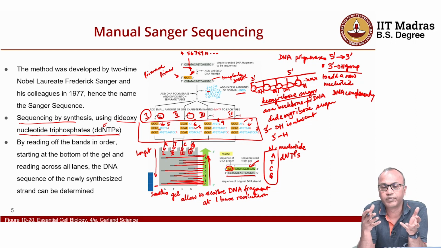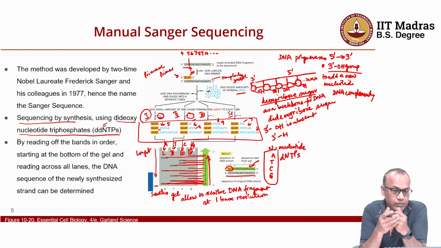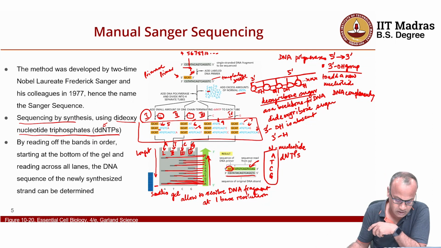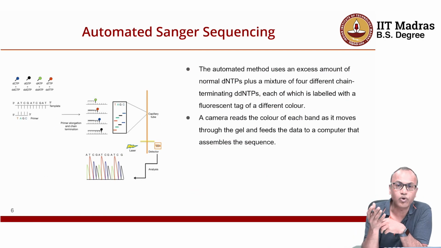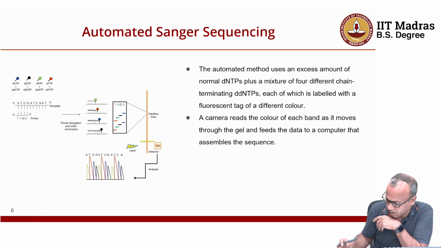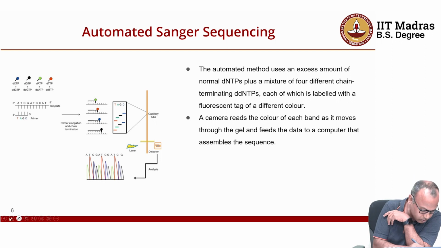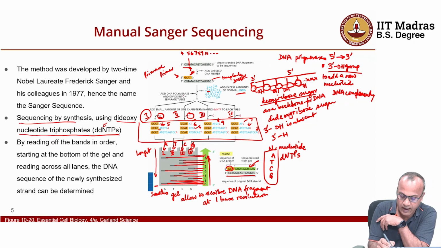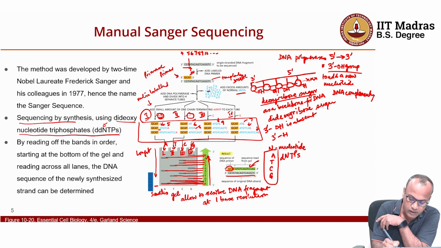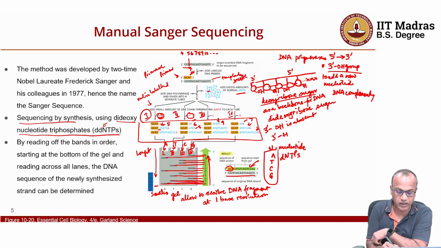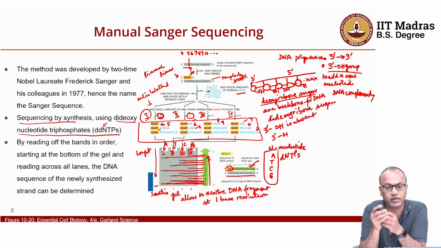Now this technology can be automated and parallelized, and this is exactly what was done. Just to automate it: in the previous case, what we were doing was adding ddNTPs, and usually these were radiolabeled, so you would see this as a dark band on a gel. That was way back in the 1970s, 80s and 90s. This is how it was being done.